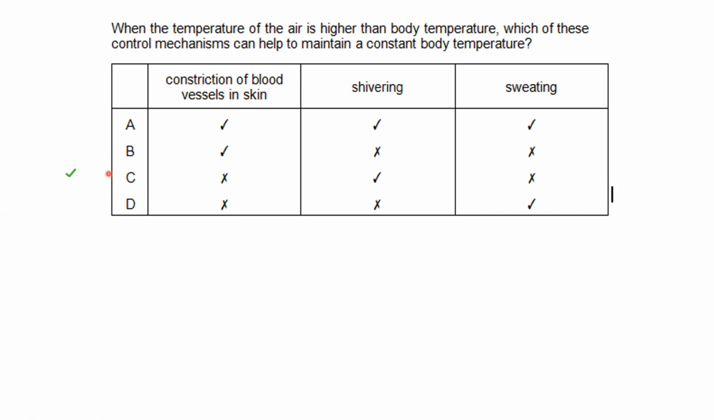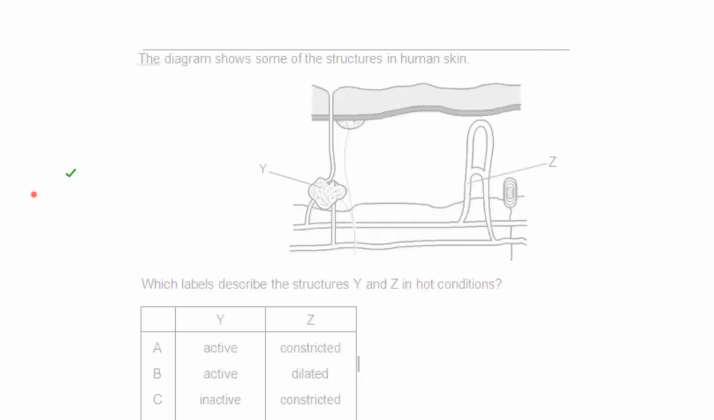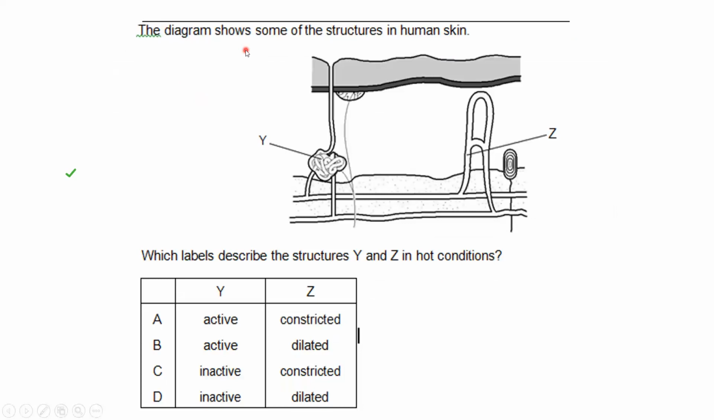Okay. So the answer is D. Right answer is D. Okay, let's move to the next. The diagram shows the structure of the human skin. Which labels describe structure Y and structure Z in hot condition? Y is the sweat gland and Z is the arteriole. So the right option will be yes.